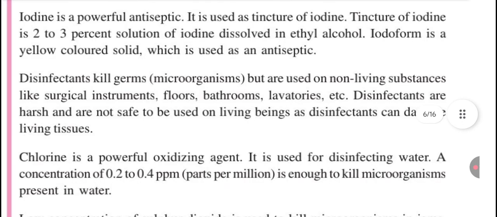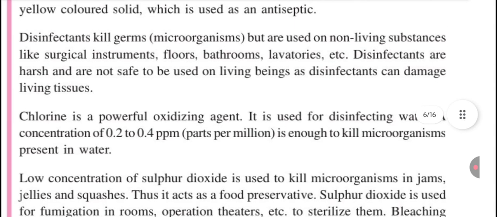Iodine is a powerful antiseptic. It is used as tincture of iodine. Tincture of iodine is 2 to 3% solution of iodine dissolved in ethyl alcohol. Iodoform is a yellow colored solid which is used as an antiseptic.